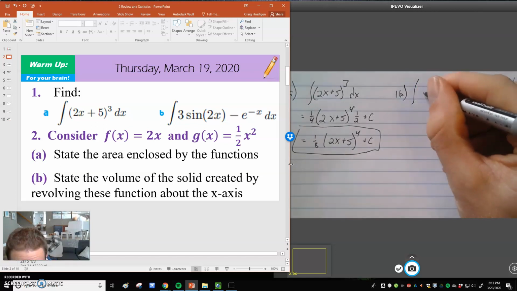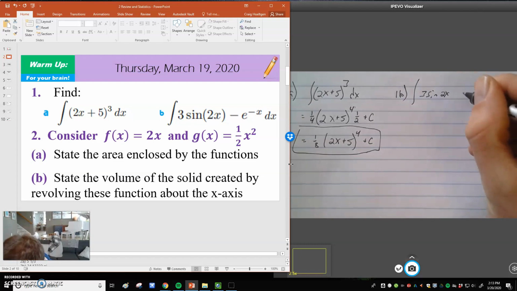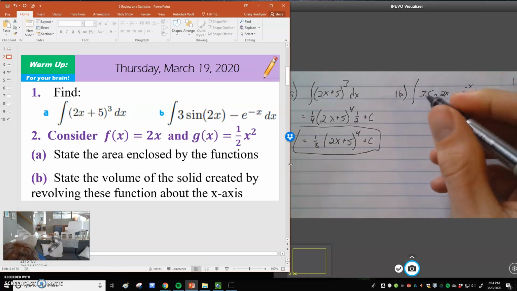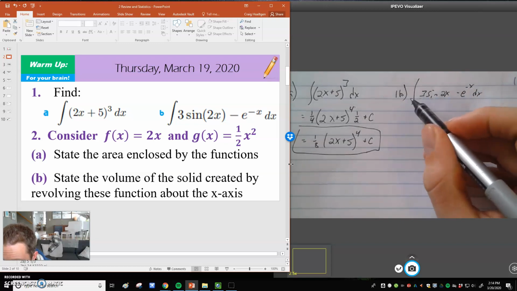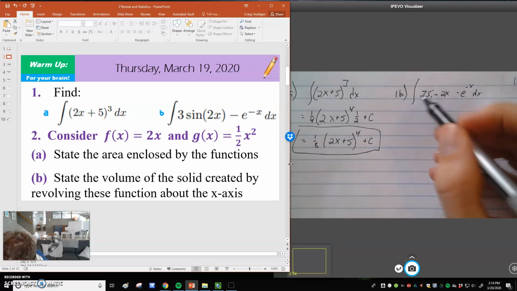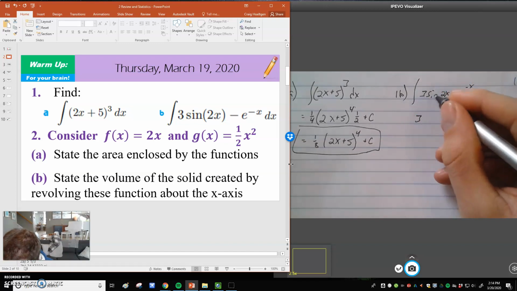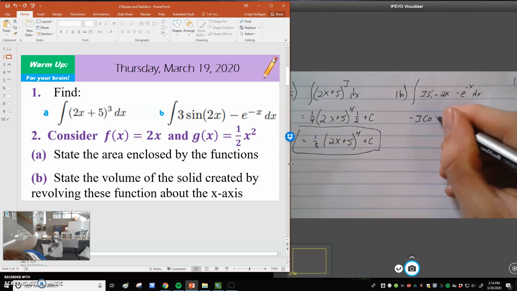1b, the integral of 3 sine 2x minus e to the negative x dx. All right, let's dive in. So remember, constants being multiplied, they basically just stay there. You can bring it out for a moment and then put it back in. That's okay. So start off with, I know I'm going to have a 3 there. Now the integral of sine is negative cosine, so I'm going to put negative cosine.